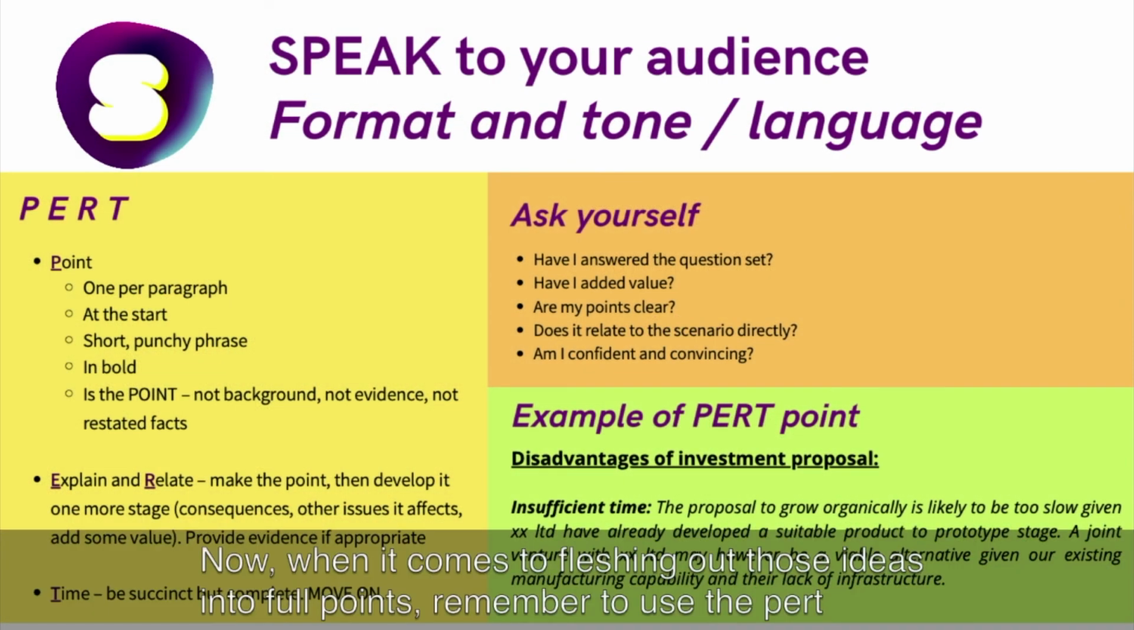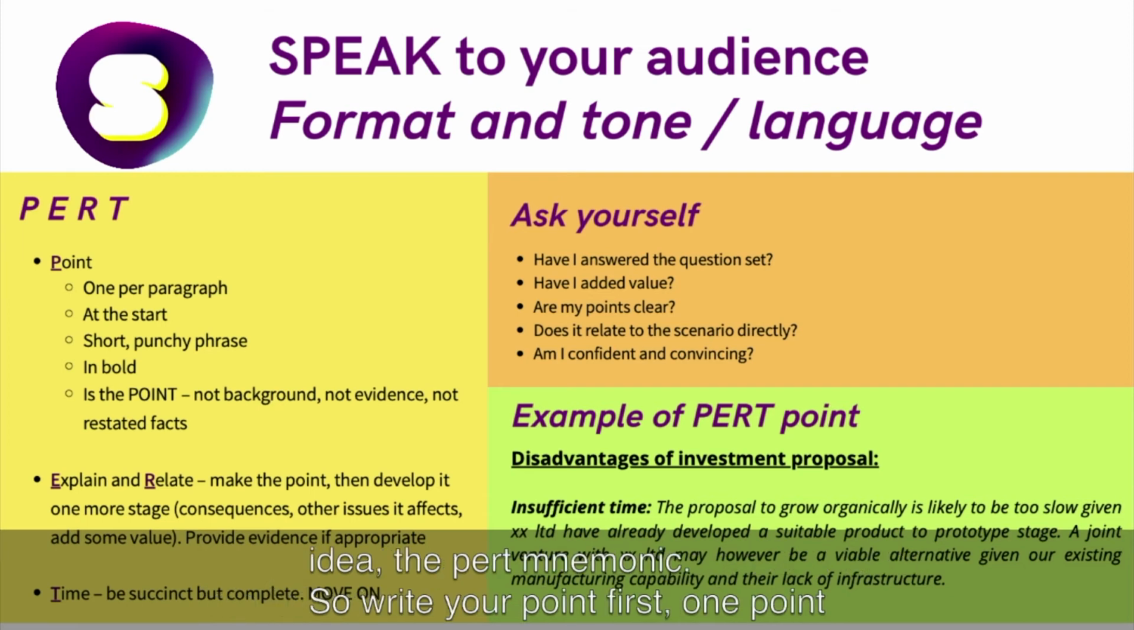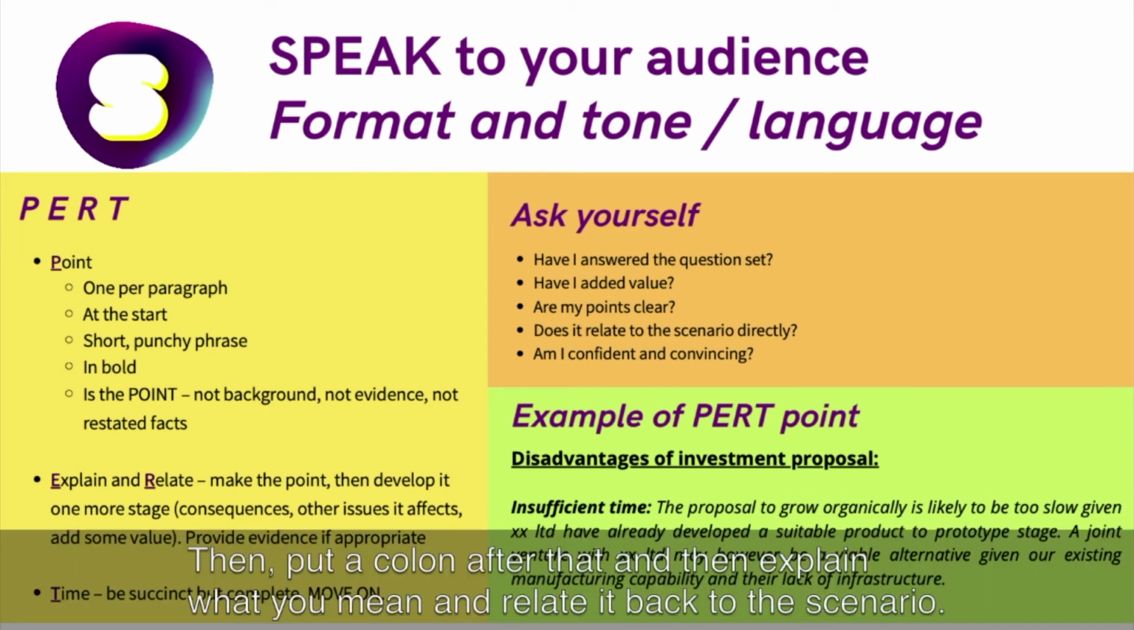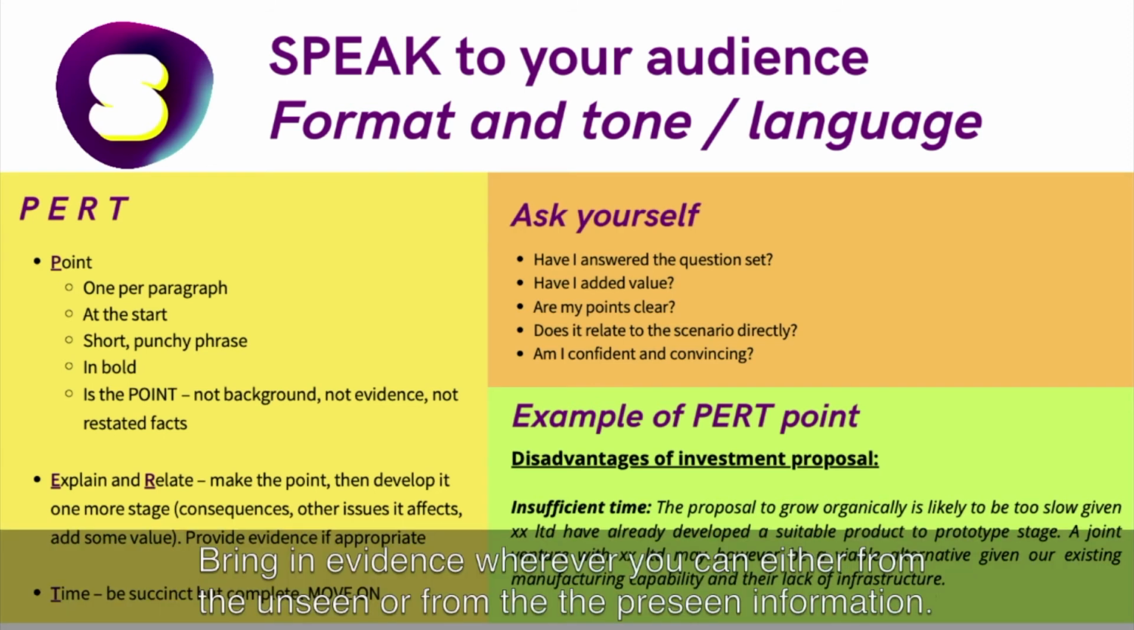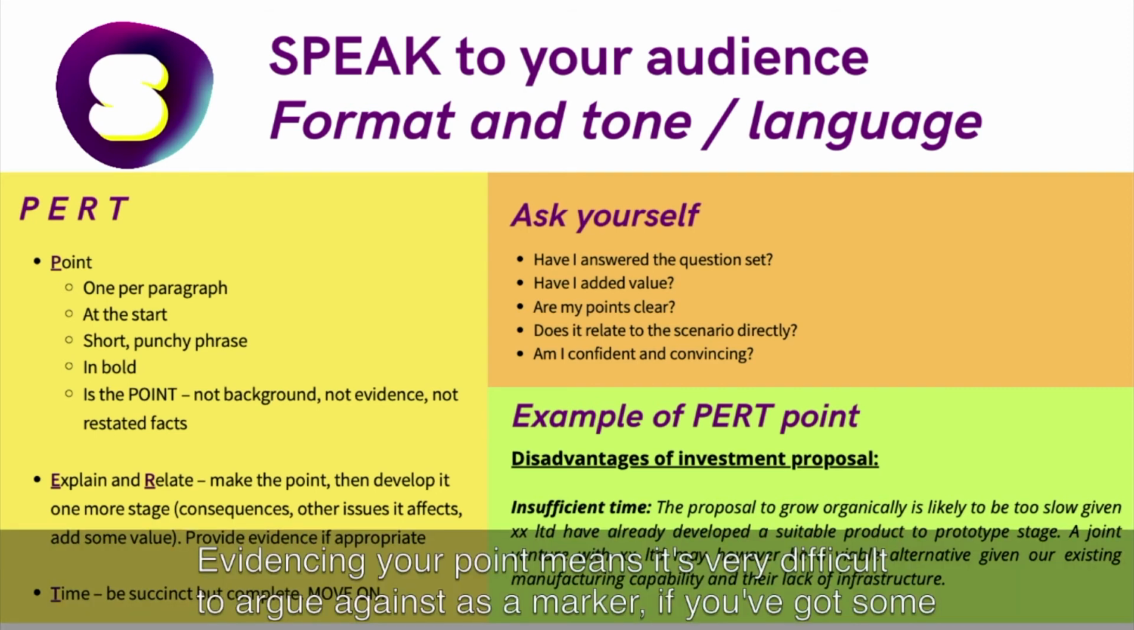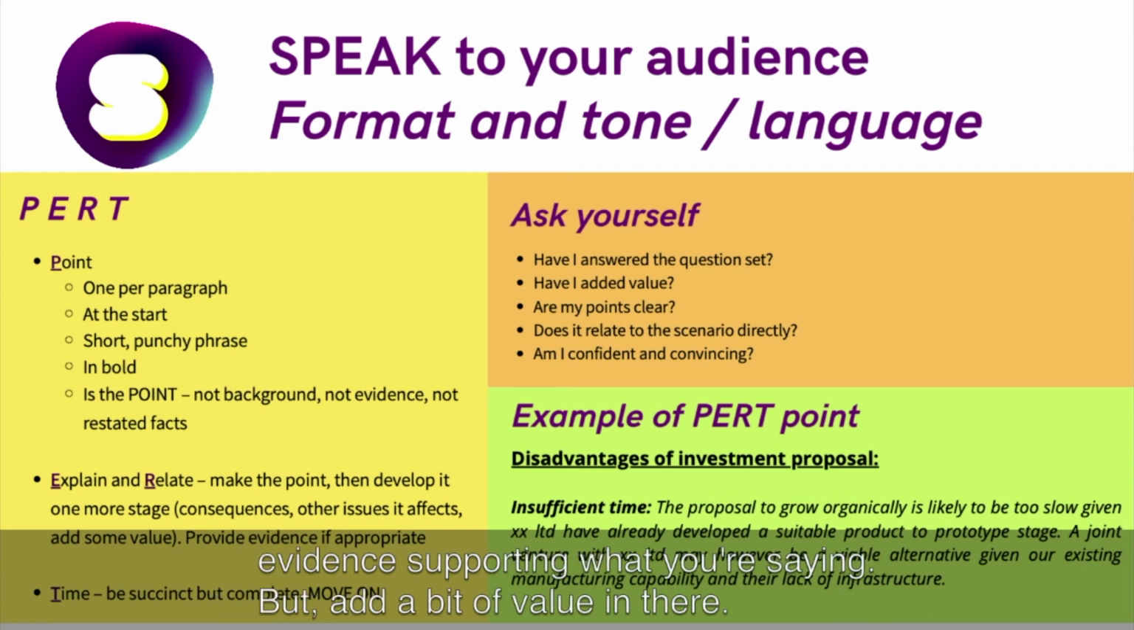Now, when it comes to fleshing out those ideas into full points, remember to use the PERT idea, the PERT mnemonic. So write your point first, 1 point per paragraph. Write it at the start in bold, short, punchy language as a little phrase. Then put a colon after that and then explain what you mean and relate it back to the scenario. Bring in evidence wherever you can, either from the unseen or from the pre-seen information. Evidencing your point means it's very difficult to argue against as a marker if you've got some evidence supporting what you're saying. But add a bit of value in there.